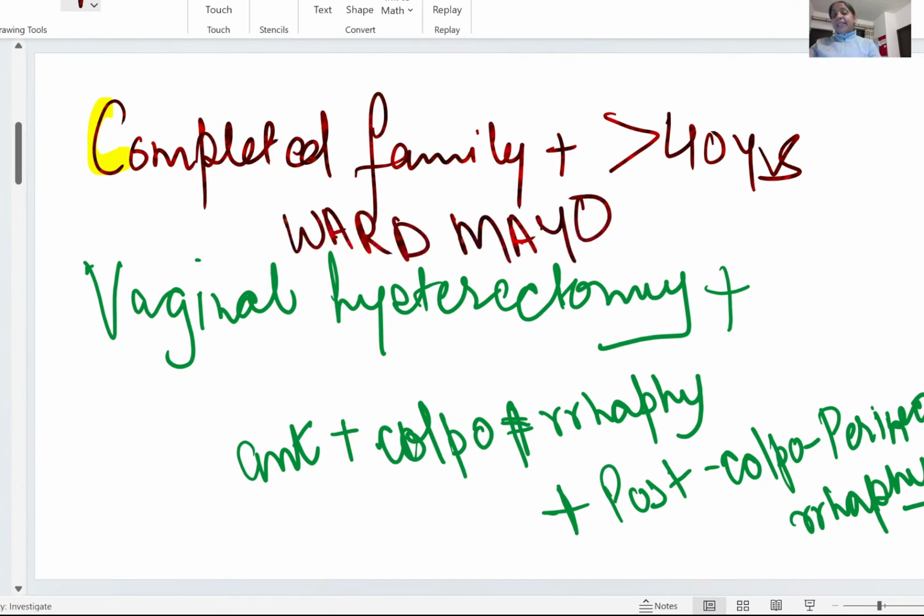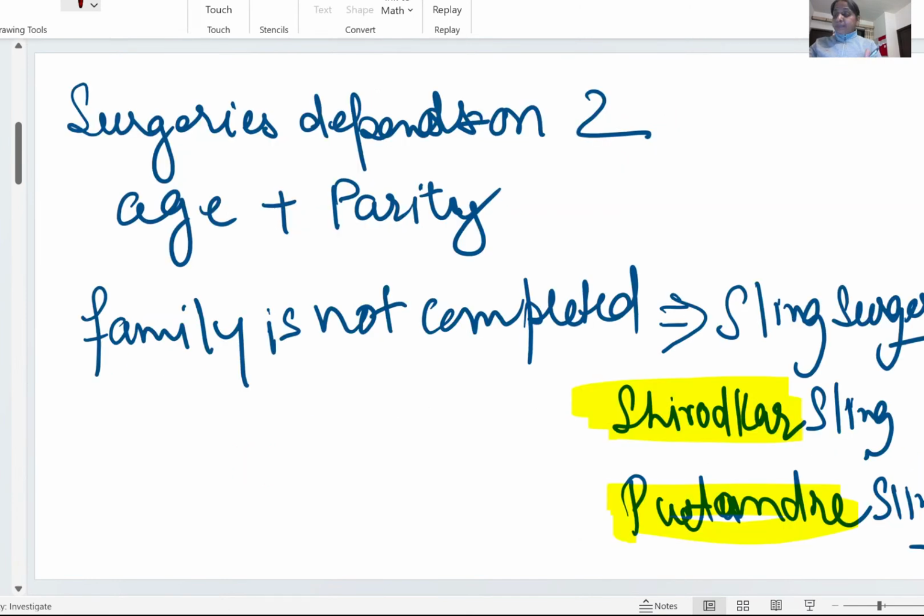If family is not completed, then there will be sling surgery, Shirodkar sling surgery or Pudendal sling surgery. If family is completed and age is less than 40 years, then Manchester or Fothergill. And if the family is completed and age is more than 40 years, then Ward Mayo.